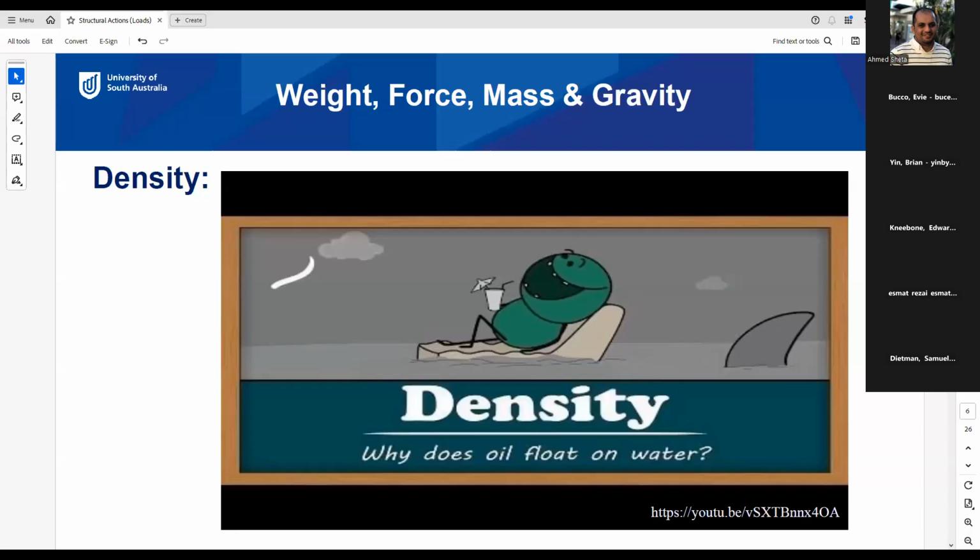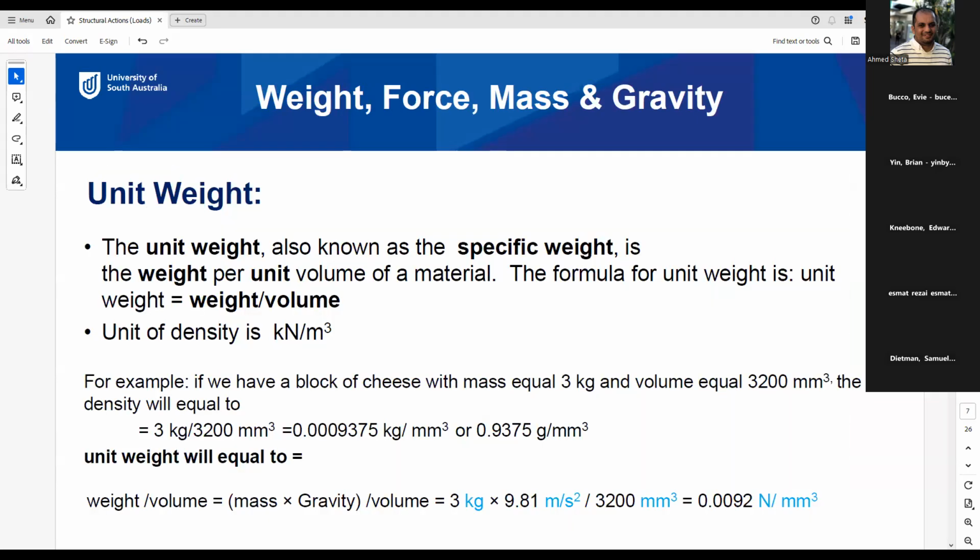Okay, guys, thank you for watching the video. And this shows a definition of the concept of density. So now we have a quite similar concept, which is the unit weight. So the unit weight and density are quite similar terms. We need to know what is the difference between them.